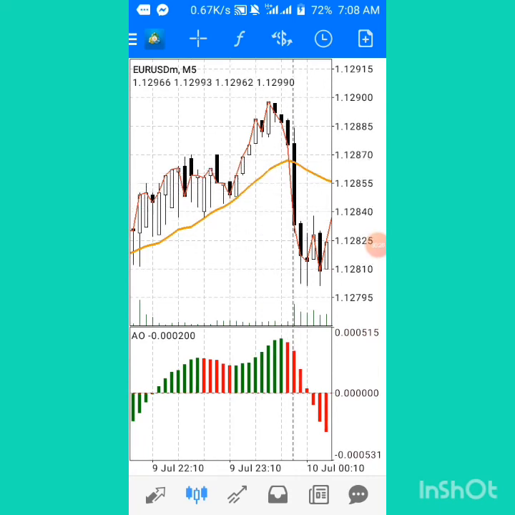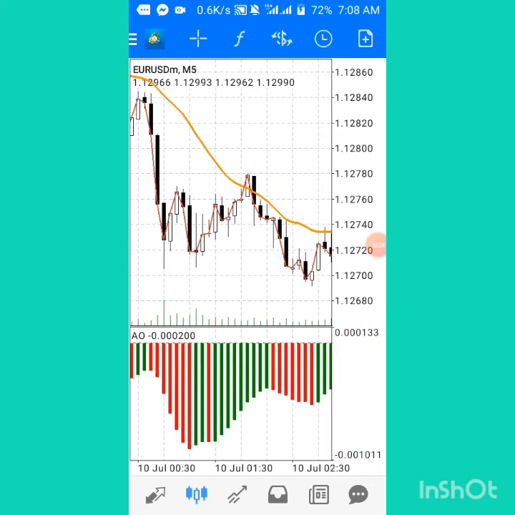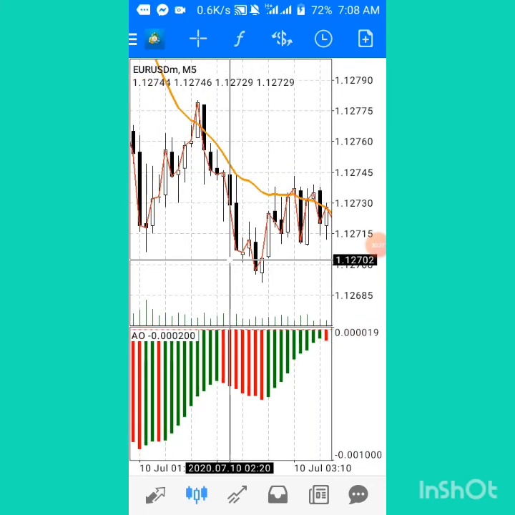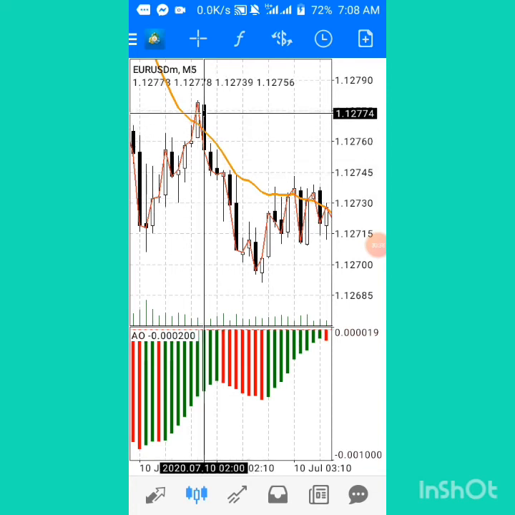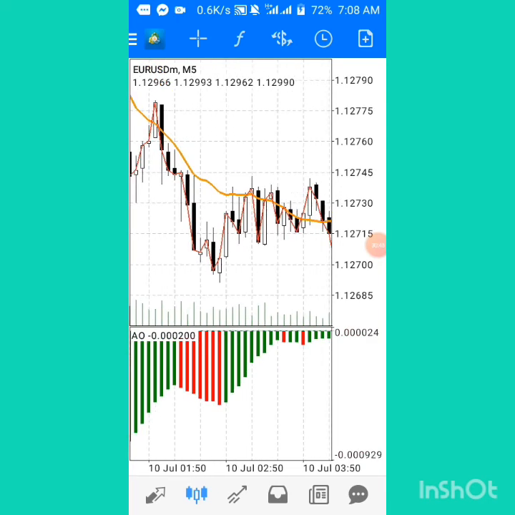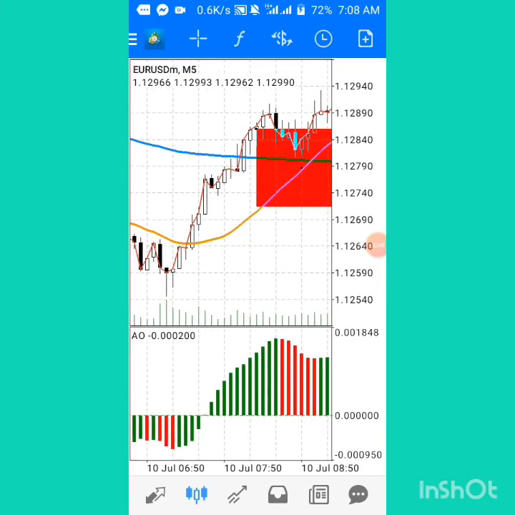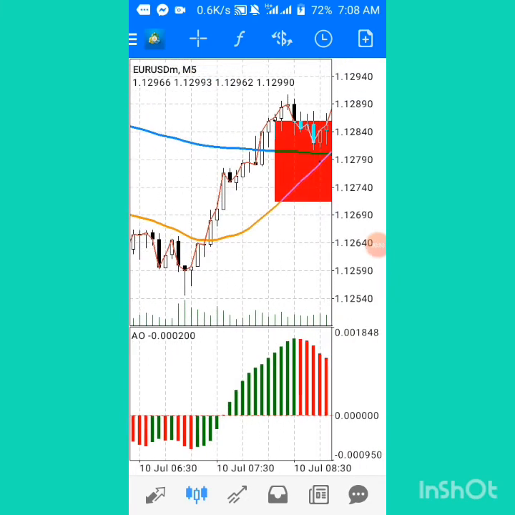Right here, it crosses up, you can close your sell trade. But when the red line crosses down again, you can also jump back into the sell trade. So that's how you can scalp Euro USD and other Forex assets with the 21 and 200 simple moving average strategy.